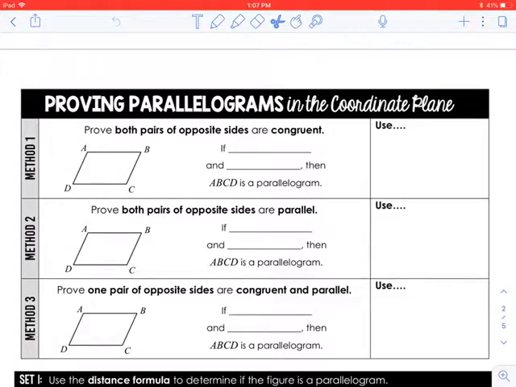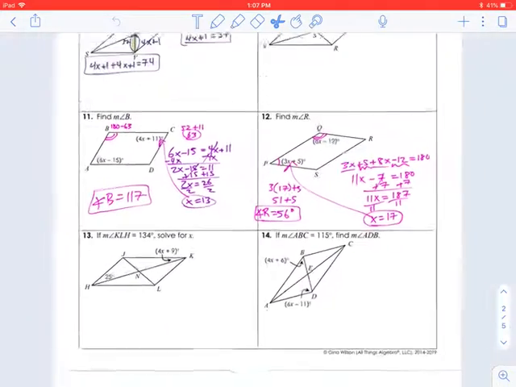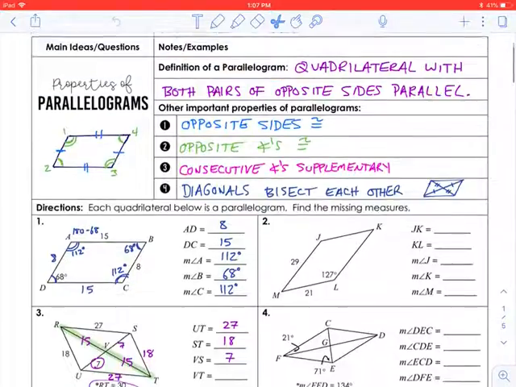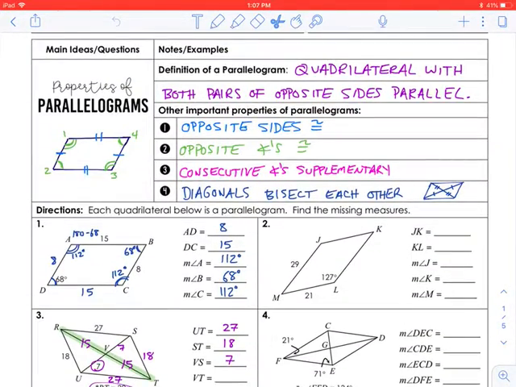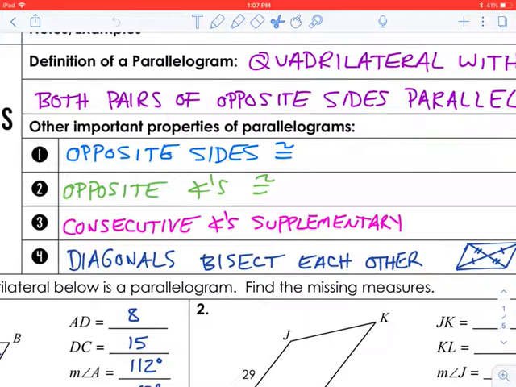All right, geometry. We are continuing on from where we were last time, which is parallelograms. We talked about all the properties: opposite sides congruent, opposite angles congruent, consecutive angles supplementary, and diagonals bisect each other.